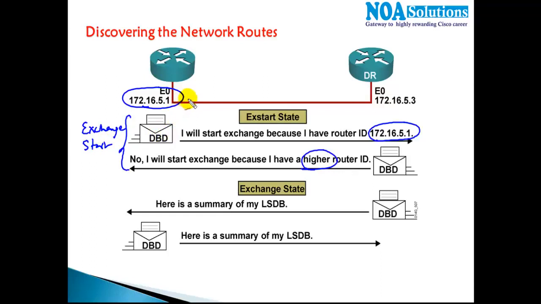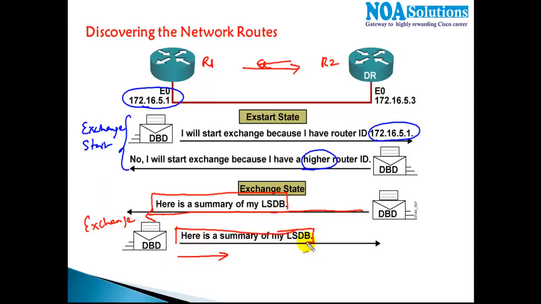Now what generally happens is, if router 1 has the higher router ID, router 1 will send first. If router 2 has the higher router ID, router 2 will send first. So that will be decided in the exstart stage, and in the exchange state they do the actual transmission. So they exchange their own summary of the databases. Like router 2 will send first because it has the higher router ID. It sends, here is the summary of my link state database, and then router 1 also will send information that here is my summary of the database.